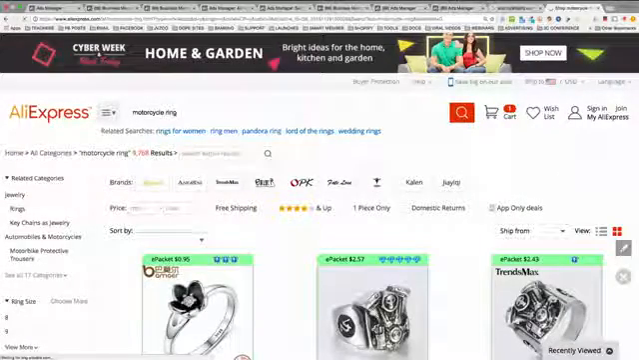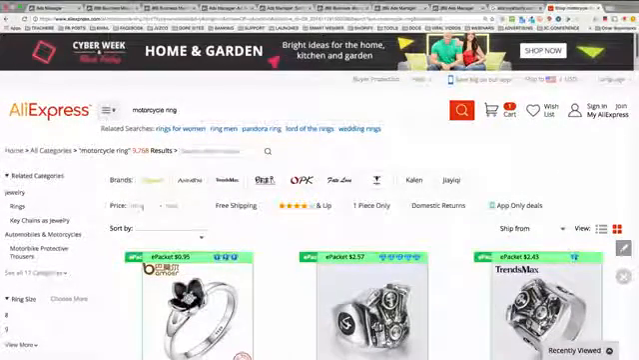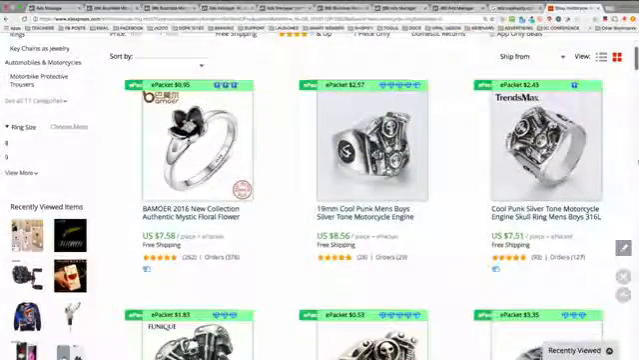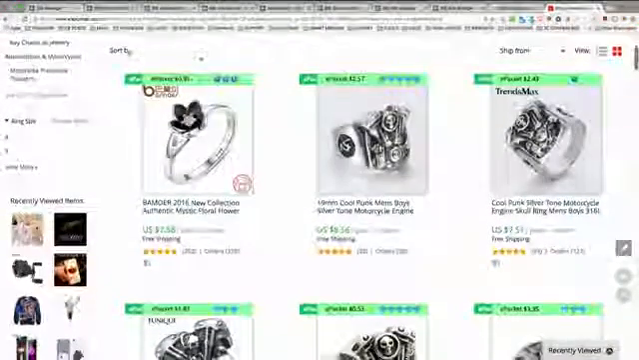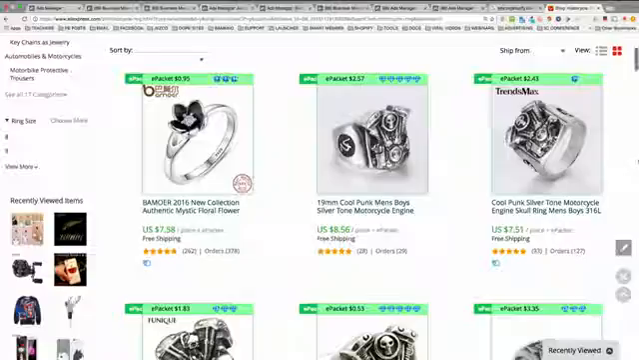Now, there's lots and lots of rings, and there's lots of ways to search. There's tons of stuff I can do. So generally speaking, the first thing I'm doing is just research. I want to run a Facebook ad. I need to be selling something. So I'm going to sell this motorcycle ring, and I'm going to target motorcyclers.